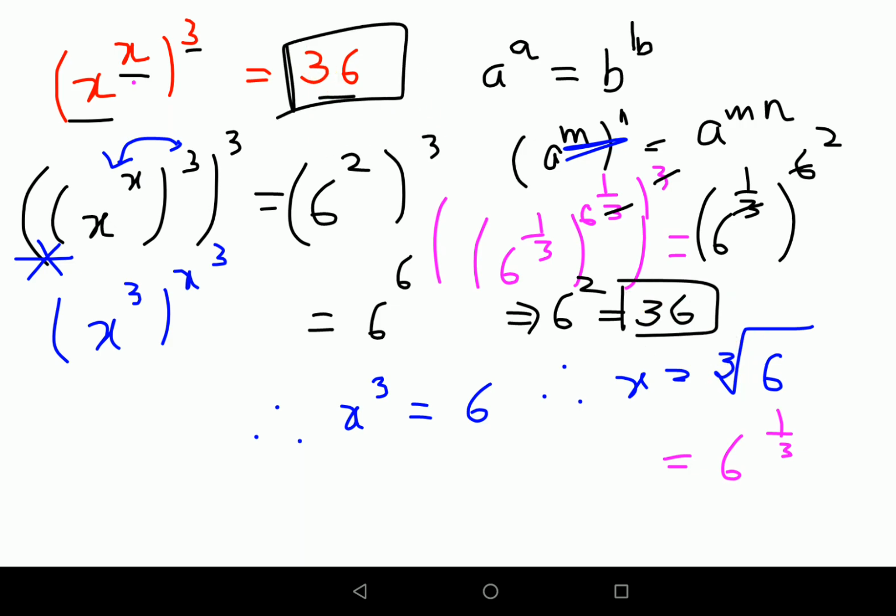So I can say either the value of x is cube root of 6, or it is just 6 raised to 1 upon 3. That's it for today. I will see you in the next video.